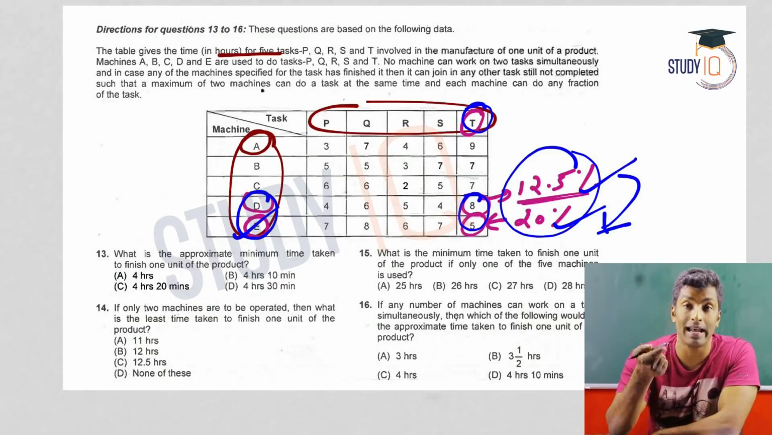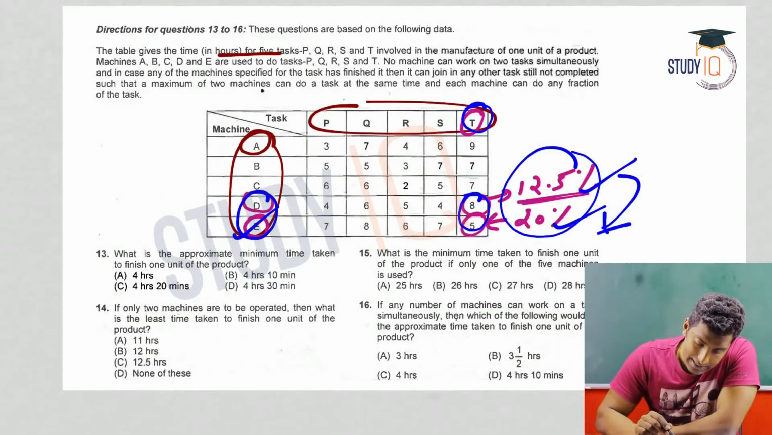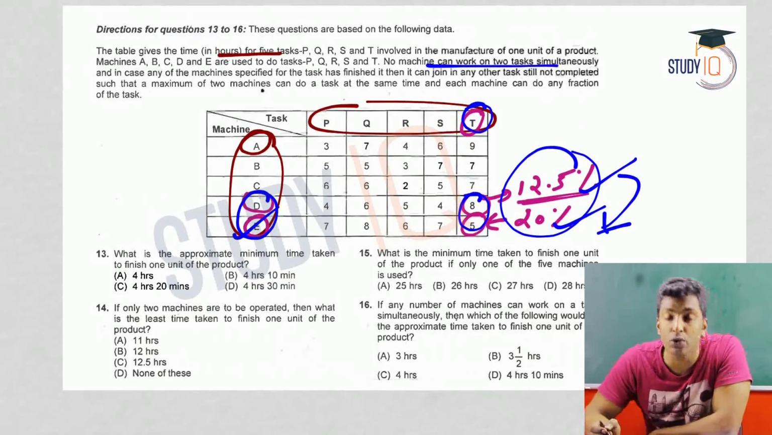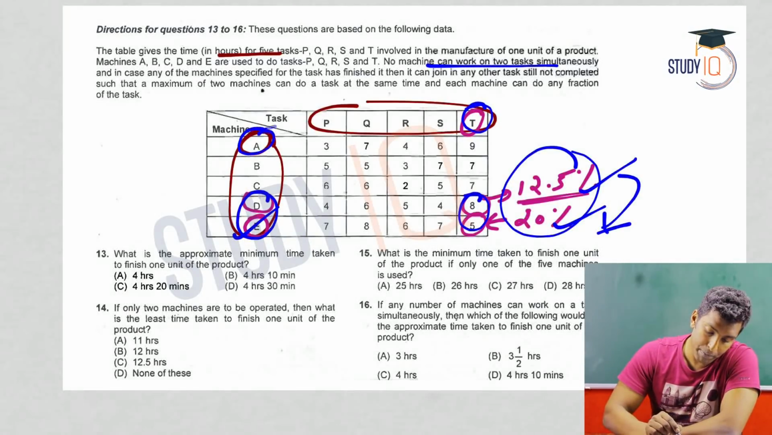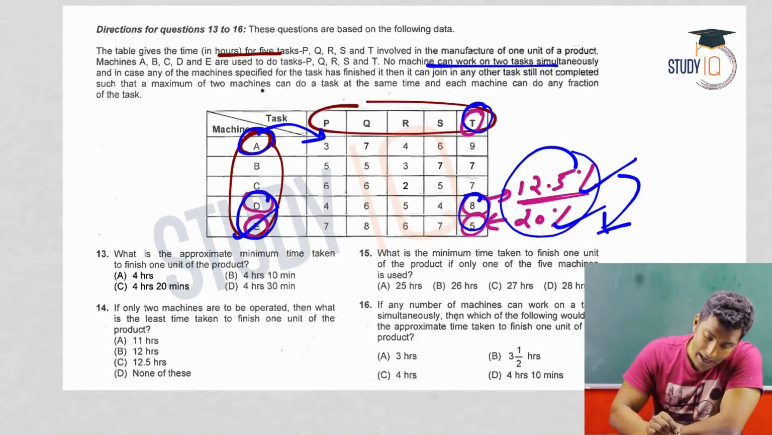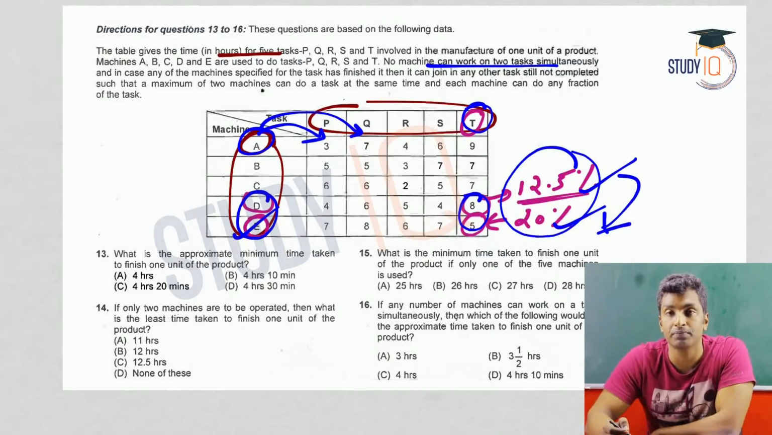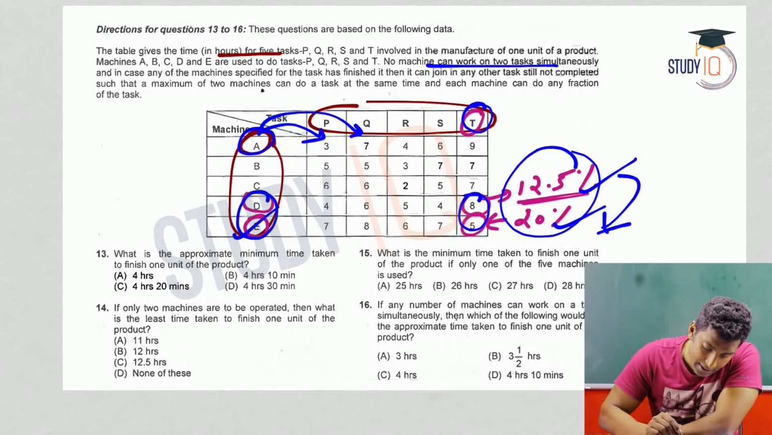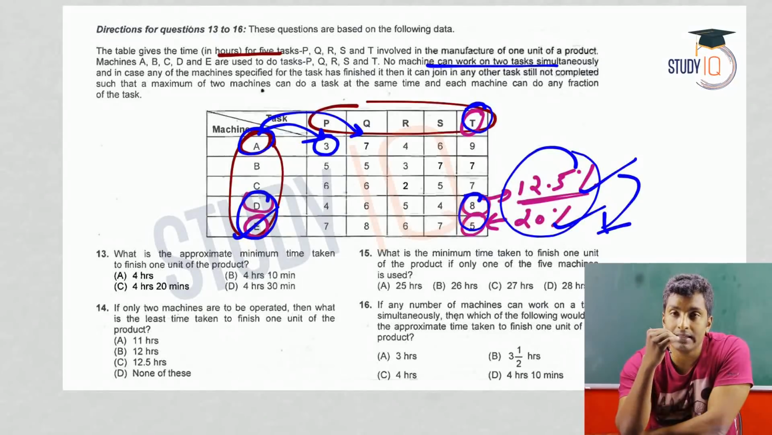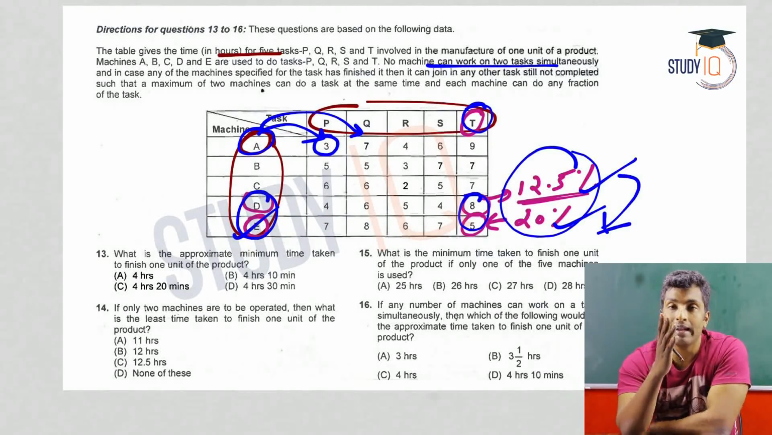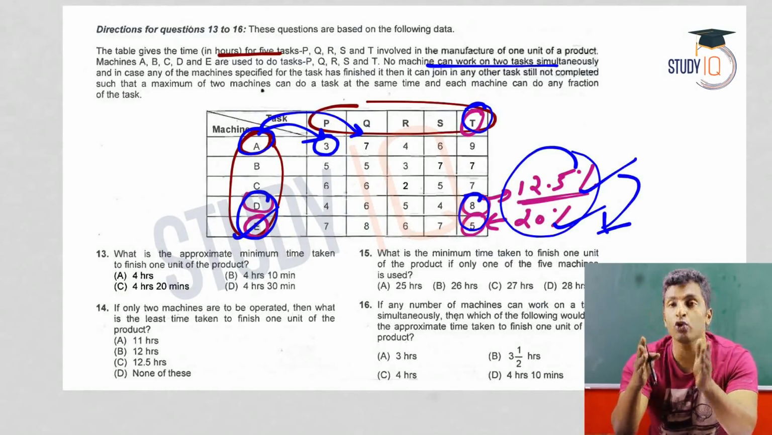Let's see what else is given in the question. Now what they're saying is no machine can work on 2 tasks simultaneously. That means if machine A is working on task P, at the same time machine A cannot work on Q. If machine A is assigned to work on P in the first 3 hours, then in those first 3 hours machine A cannot do task Q.